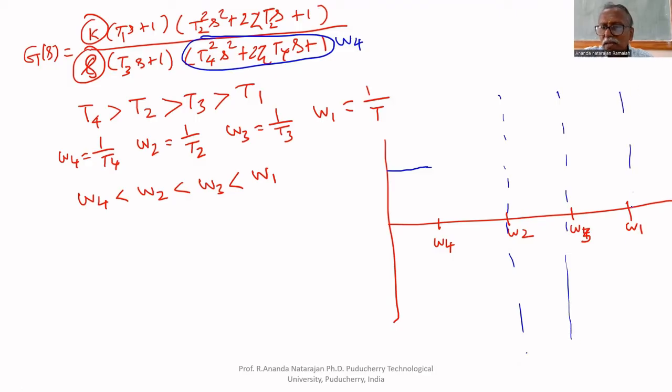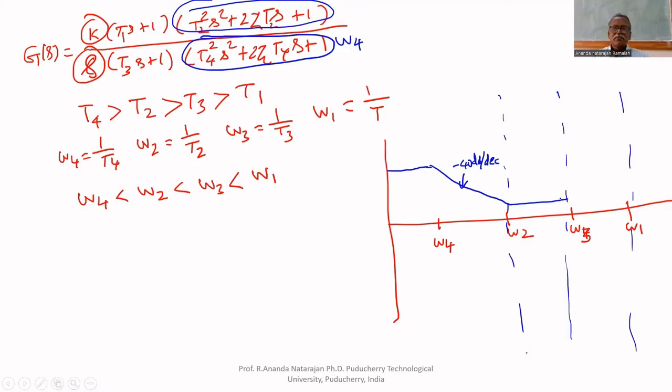It decreases at the rate of minus 40 dB per decade, because it is a second order factor. But we can extend up to omega 2 only. Omega 2 is where? In the numerator. What is its slope? Plus 40 dB. That's why from omega 2 to omega 3, again it will be a horizontal line.